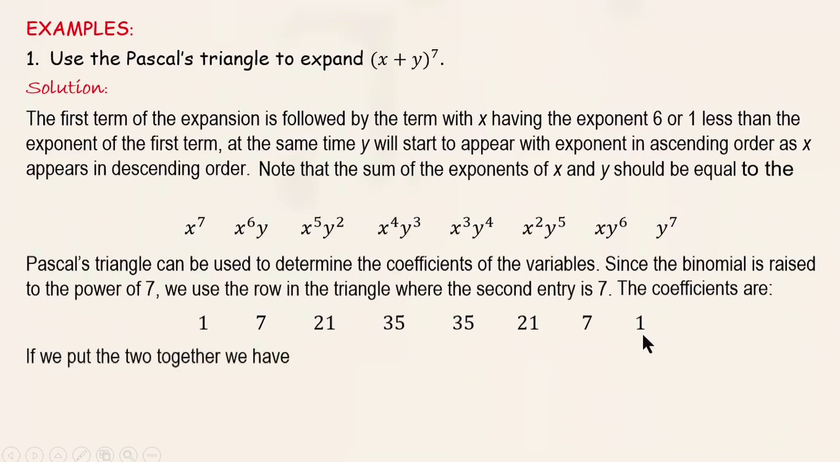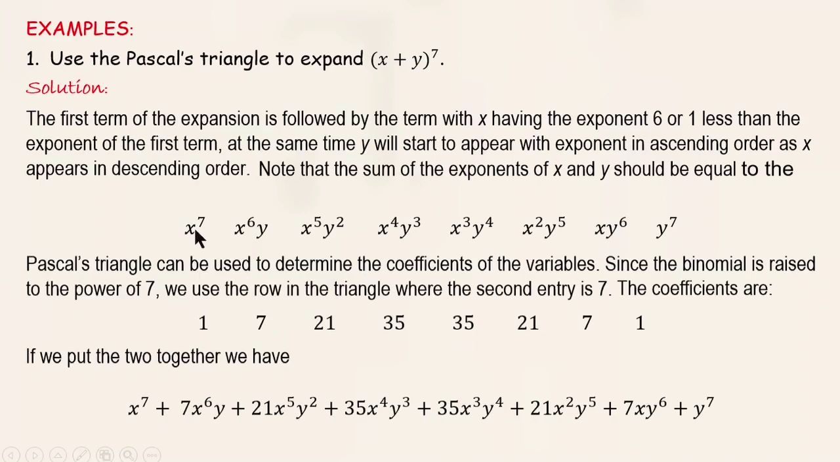If we put the two together, we have x raised to 7. 1 times x raised to 7 is x raised to 7, plus 7x raised to 6 times y, plus 21x raised to 5 times y squared, plus 35x raised to 4 times y cubed, plus 35x cubed times y raised to 4, plus 21x squared times y raised to 5, plus 7x times y raised to 6, plus 1 times y raised to 7, or simply y raised to 7. And this is the expansion of the binomial x plus y raised to 7.